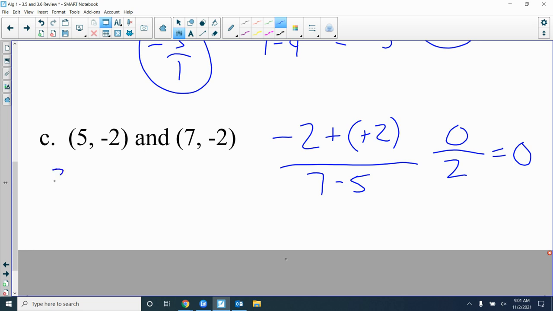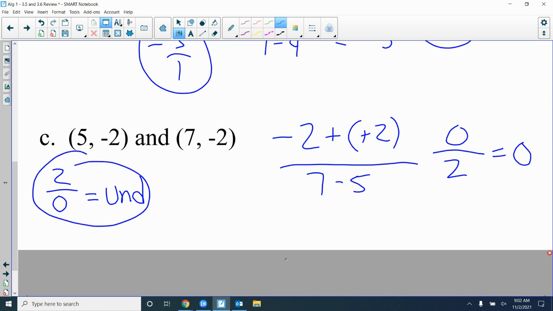Everybody, there's a huge difference. This is not the same as this one. Guys, this is not 0. It says error, right? What's the slope? This would be undefined. Know the difference. But this one right here is 0. 0 slope. Okay?